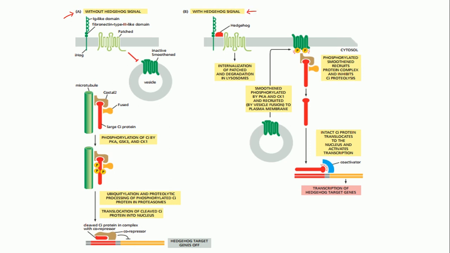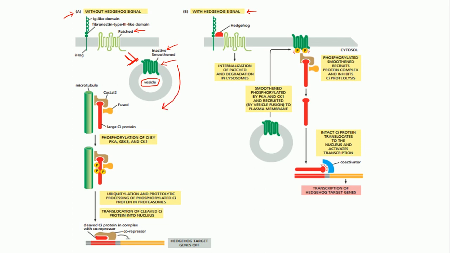Now, when the hedgehog signal is absent, the hedgehog receptor, which is on the cell, that is the patched receptor, this one, this receptor inhibits a protein called smoothened, which is present on a vesicle inside the cell. So in the absence of the hedgehog signal, the receptor, which is patched, keeps the protein smoothened in its inactive state, present in a vesicle inside the cell. So since this is inactive, smoothened cannot perform the downstream signaling that it was supposed to do.